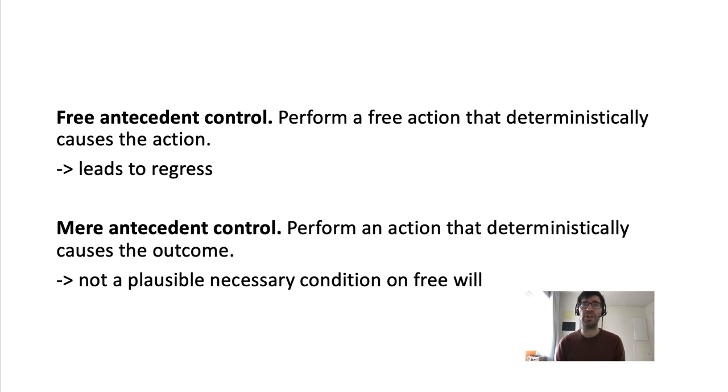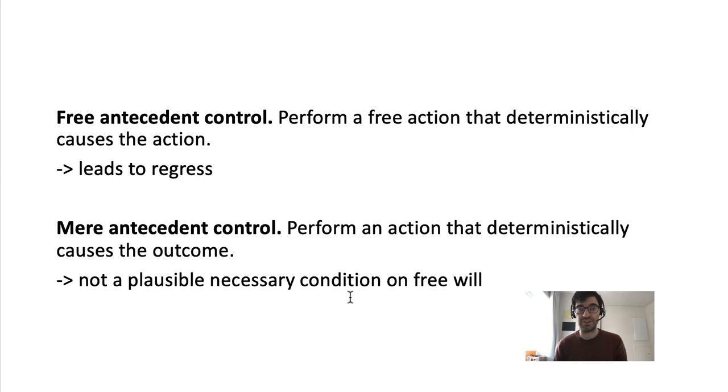Well, first of all, Franklin points out that antecedent control can be read in 2 different ways. We can read it as free antecedent control, where to have antecedent control over A, you need to be able to perform a free action at an earlier time that would deterministically cause A. And Franklin thinks that this is a bad way of understanding it because it leads to a regress, and I'll talk about that in a second.